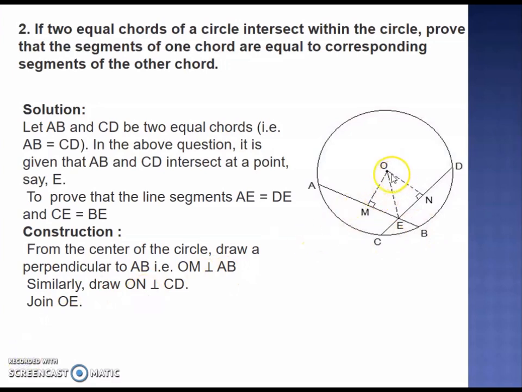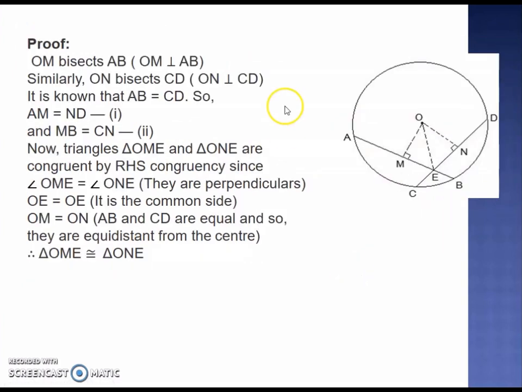Now the construction will be to join the center with the two chords. So OM you will draw and ON you will draw perpendicular to AB and CD, and also you will join OE. So these are the constructions to be done. Now we know that a perpendicular from the center to the chord bisects the chord also. So therefore OM will also bisect AB, and similarly ON will be bisecting CD. So we can say that AM and MB are equal and CN and ND are equal. These two things we get from this.